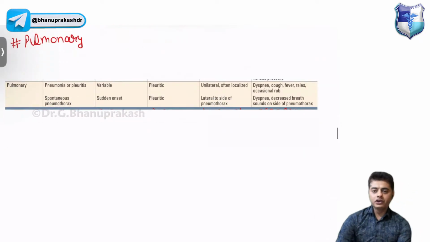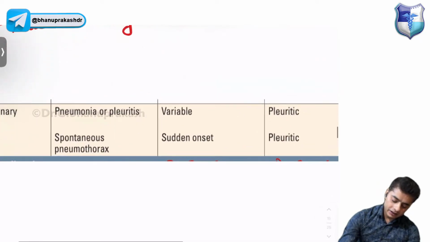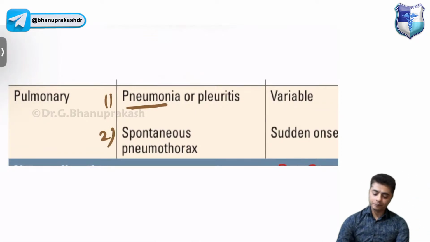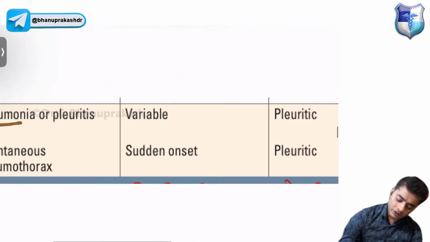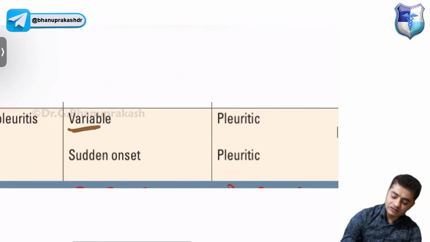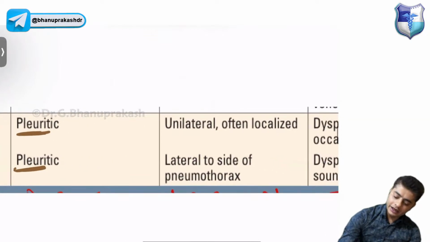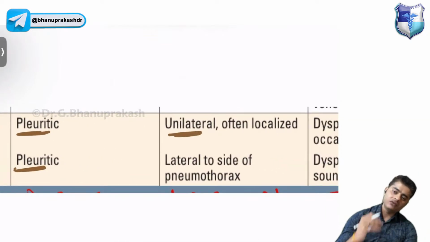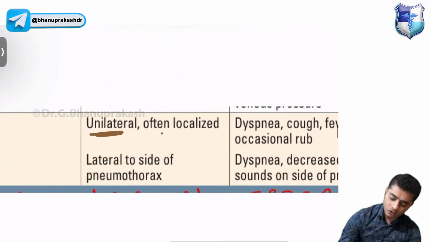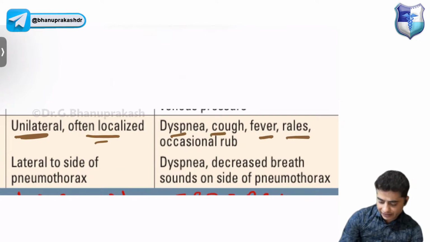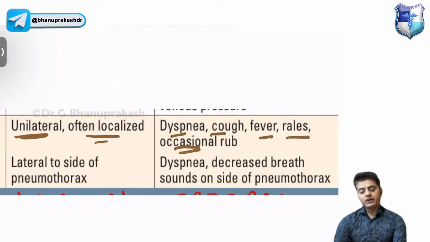Now we will move on to pulmonary. In pulmonary, there are two: one is pneumonia, and the other is spontaneous pneumothorax. Pneumonia or pleuritis can have variable pain. As it involves the respiratory system, the pain will be pleuritic. It is unilateral, meaning at the site where the pneumonia is, and it is often localized to that area only. The patient presents with dyspnea, cough, fever, rales, and occasionally a rub can be there.